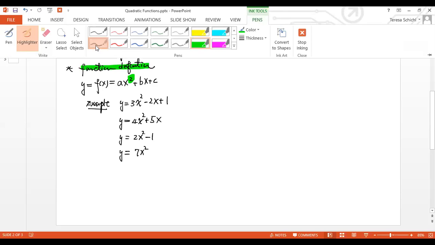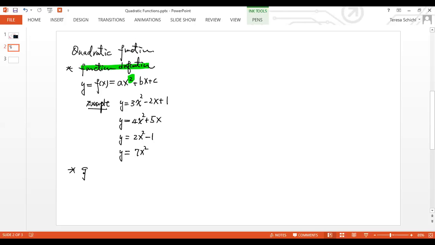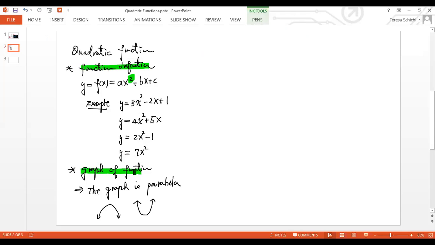Then the next thing here, we want to know what is the graph of the function. If this is a quadratic, then the graph of the function is a parabola. That means the parabola can go down, like a downward parabola, or it can go up. So this is the graph of the function.